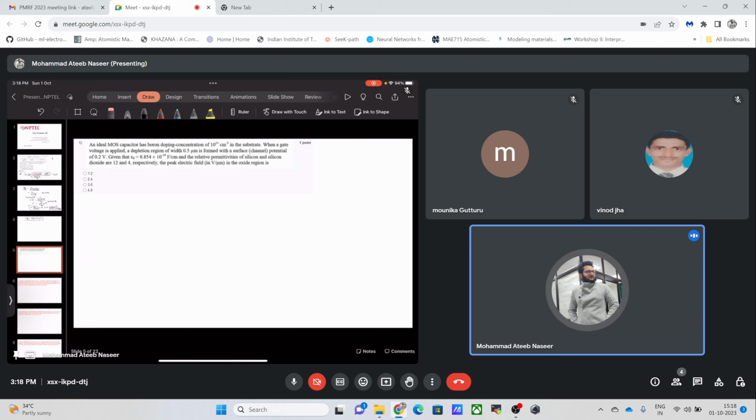This problem is basically related to the MOS cap itself. It says that we have this ideal MOS cap. So we will be having no charges, no fixed charges, any kind of charges in the oxide. So this MOS cap has this boron doping. Since we have this boron doping, it means that this is p-type substrate, and we are forming this NMOS.